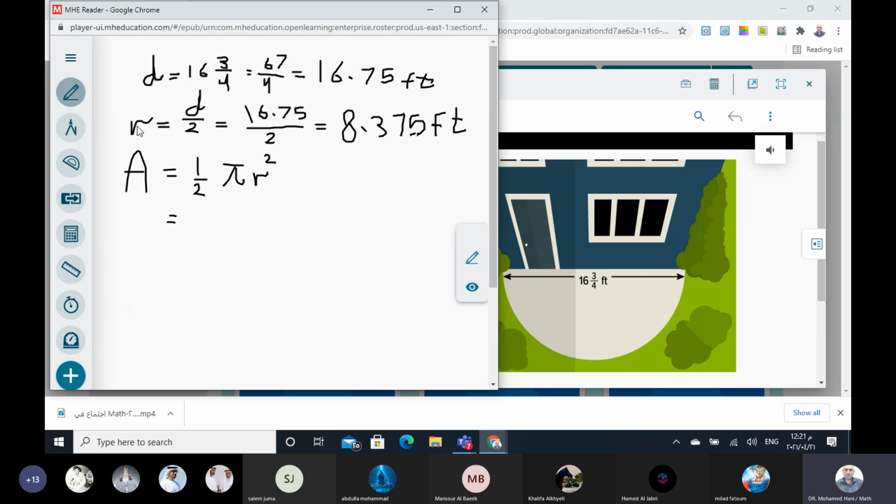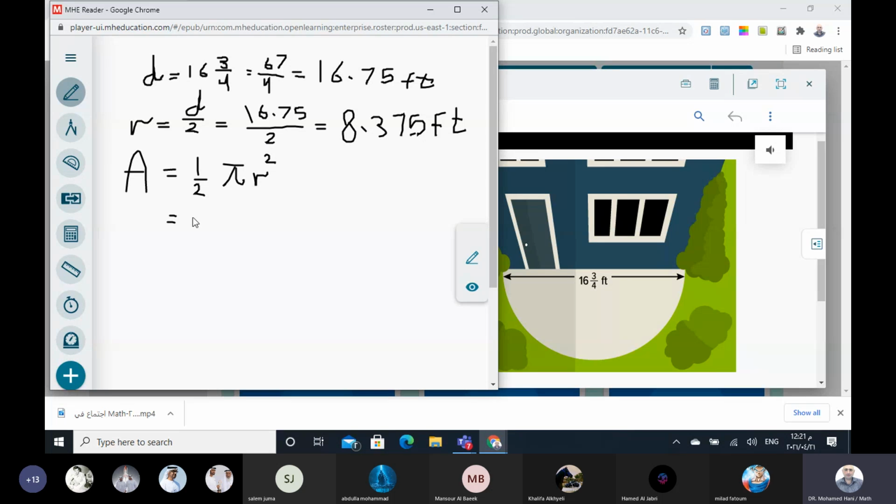Okay. Now we have the diameter 16 and 3 over 4. Change it to an improper fraction. 16 times 4 is 64, 64 plus 3 is 67 over 4. Now 67 divided by 4 is 16.75 feet. Now we want to find the radius. The radius equals half of the diameter, d over 2. 16.75 divided by 2 is 8.375.